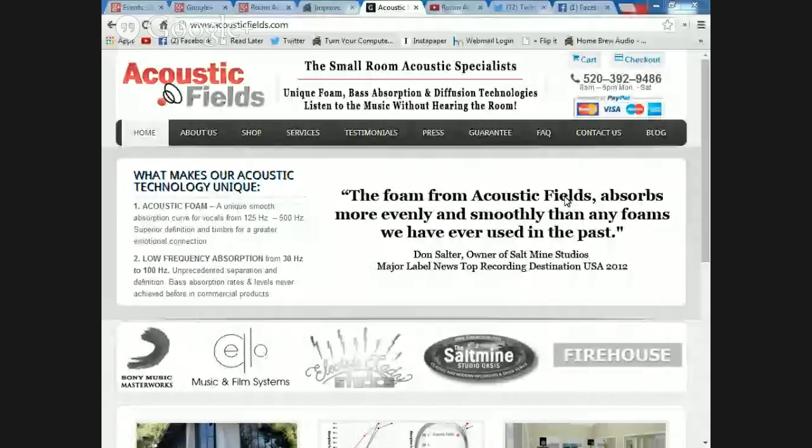I'm going to do another quick screen share here of Dennis's site, the Acoustic Field site. It has a rotating picture here, and it will come up with those different curves that Dennis was talking about, comparing the foam with other curves that are on the market.